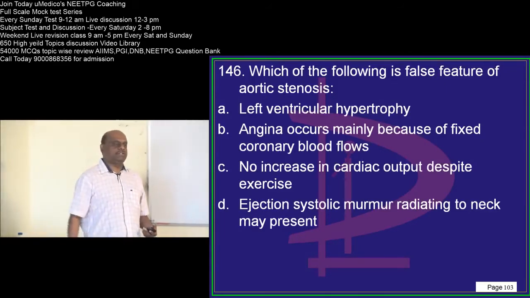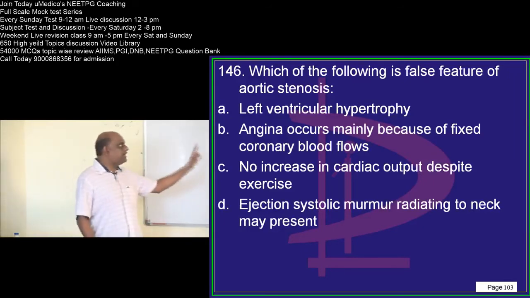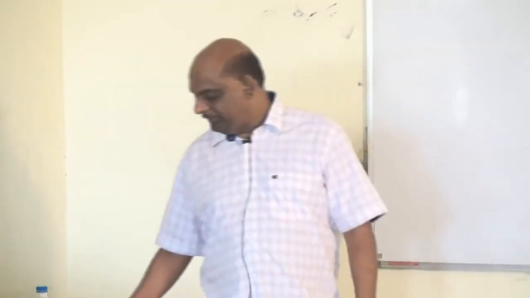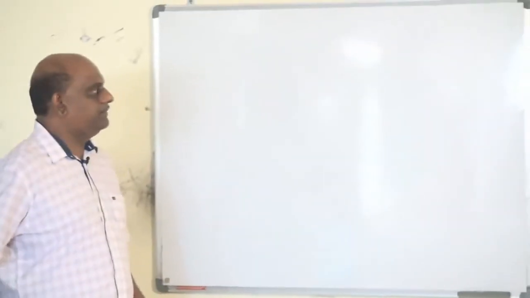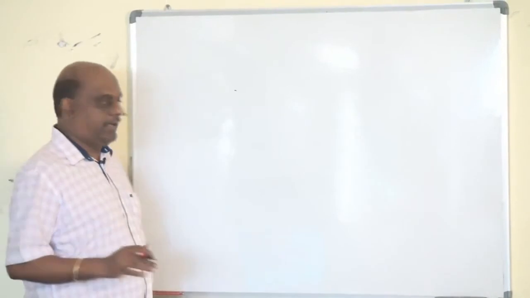Aortic stenosis. Why does the angina occur? Angina doesn't occur because of a fixed blood flow, I mean, not to the coronaries. I'll explain to you.